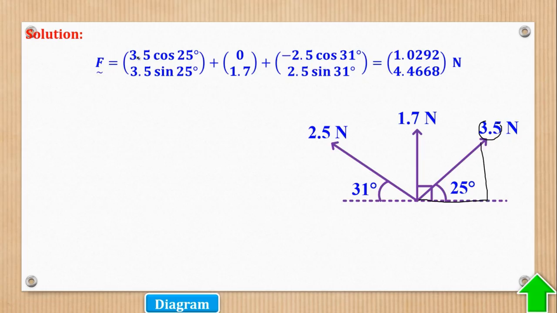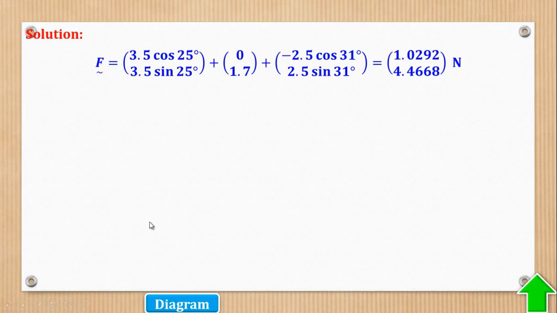positive, positive. That's why all are positive. Then 1.7 is entirely vertical, so it will be 0 horizontally and 1.7 vertically. Then this one, it is negative, positive. That's why there's negative here and positive here. When you add, you come up with that.